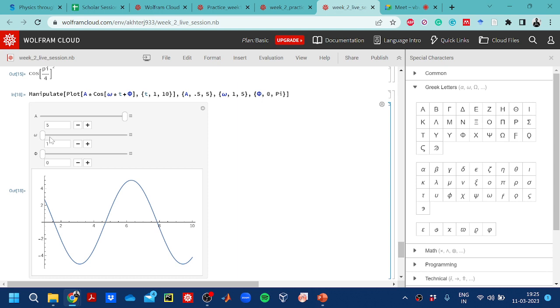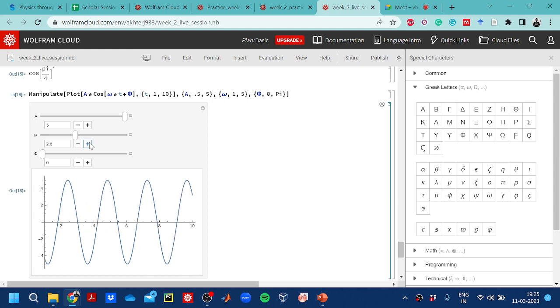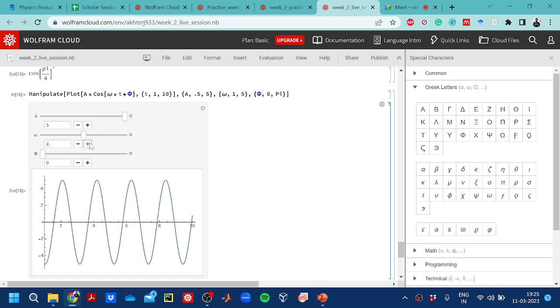Now what is the effect of omega? If we keep on increasing omega, then what will happen? Increasing omega means frequency will increase. So in a given time interval, the number of oscillations will increase. So if we keep increasing omega, in this time limit we will see more oscillations.